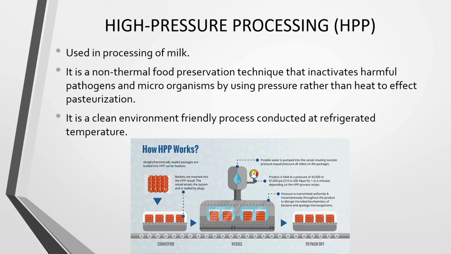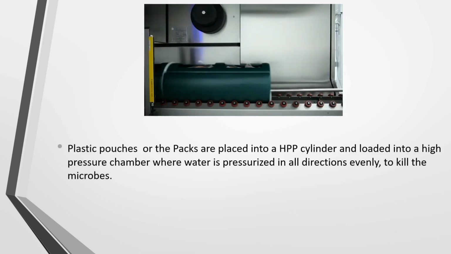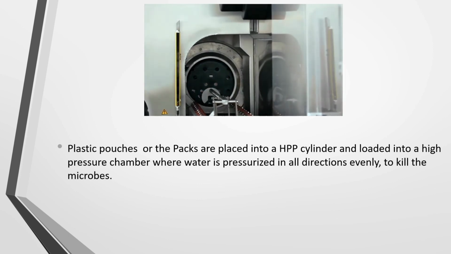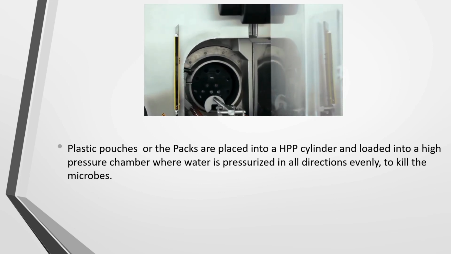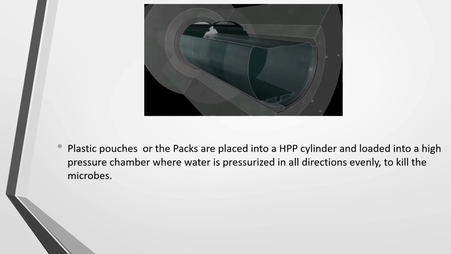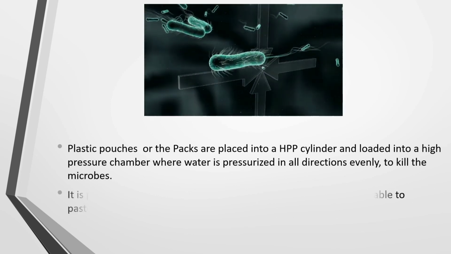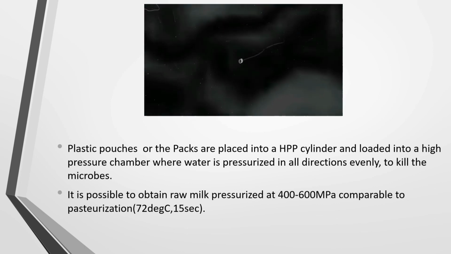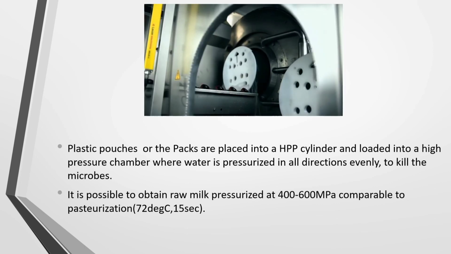refrigerator temperature. In milk processing, plastic pouches or packets are placed in an HPP cylinder and loaded into a high pressure chamber where the water is pressurized in all directions evenly to kill the microbes. It is possible to obtain raw milk pressurized at 400 to 600 megapascals compared to pasteurization at 72 degrees Celsius in 15 seconds.